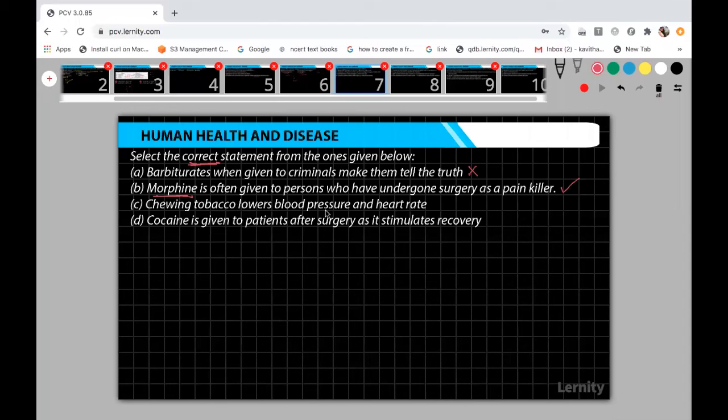Chewing tobacco lowers the blood pressure and heart rate? No, it will not lower, it will increase, because tobacco acts as a stimulant. Whenever a stimulant is taken, it will not lower the blood pressure. It will increase the blood pressure and heartbeat rate. Cocaine is a stimulant, given to patients after surgery, it stimulates recovery? No, it will stimulate the nervous system and make your mind, body and brain active. So the correct one is option B.